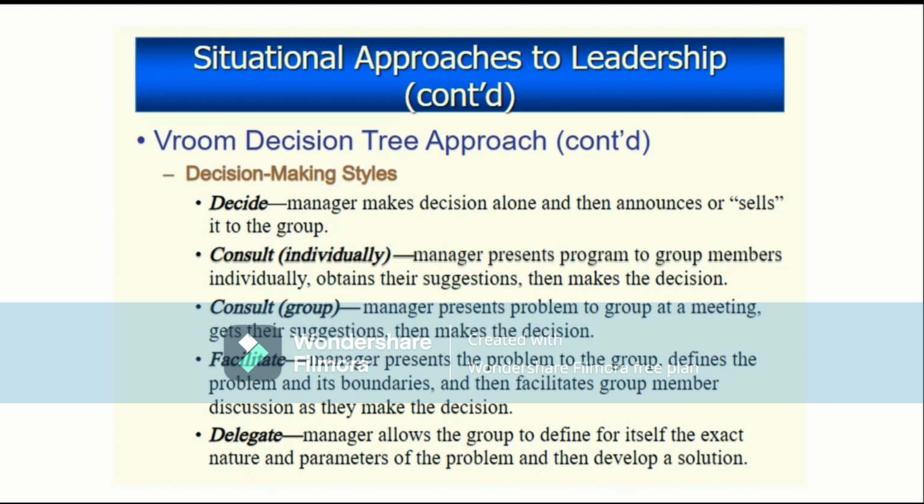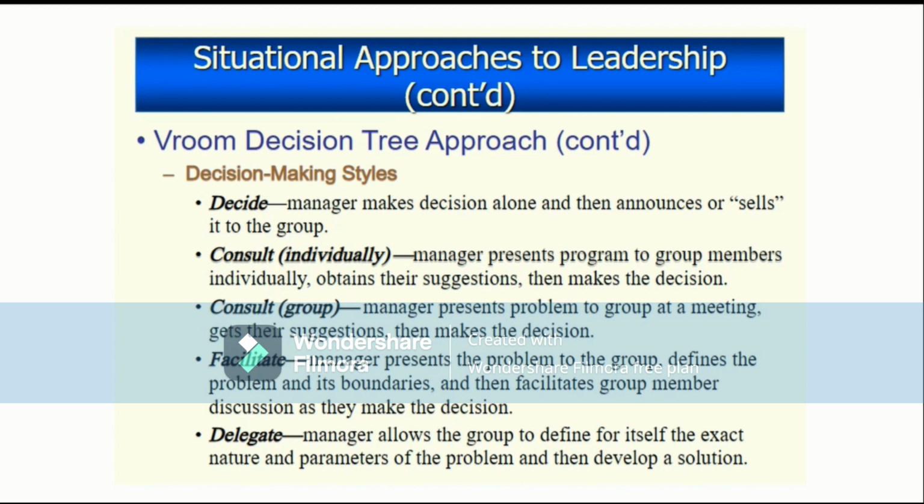Consultation individually is where the manager presents the problem to group members individually, obtains their suggestions, and then makes the decision. And consultation in a group is where the manager presents the problem to the group members at a meeting, gets their suggestions, and then makes the decision.